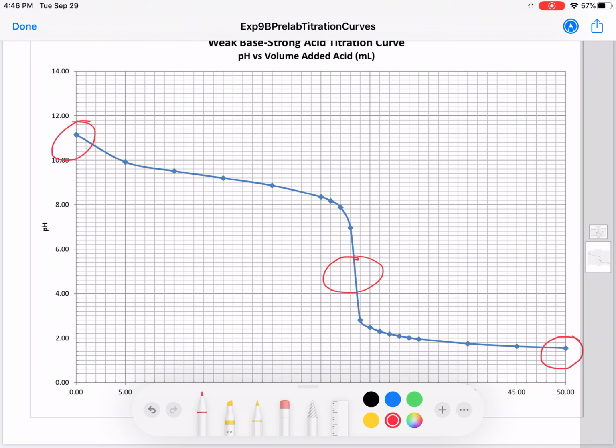We start with a weak base. So if it is a weak base, ammonia, pH has to be more than 7. We haven't added any acid yet, so the initial pH is going to be somewhere here. So you can estimate that. Okay, you can estimate. So this is going to be 11, and then the midpoint going to be 11.5, and then the next one 11.6, but it's going to be between 11.5 and 11.6.